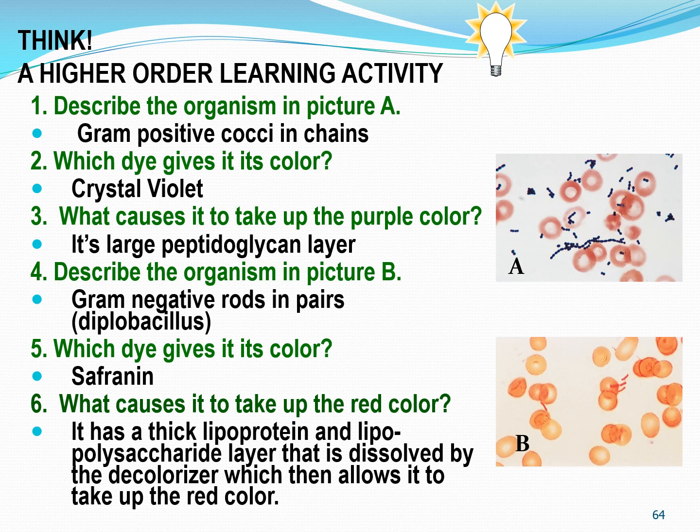So we remember that gram-positive takes on that purple color because it has that large peptidoglycan layer, right? And we understand that because the gram-negative bacteria has that thick lipoprotein and lipopolysaccharide layer, it is dissolved by the decolorizer, which then allows it to take up the red color.